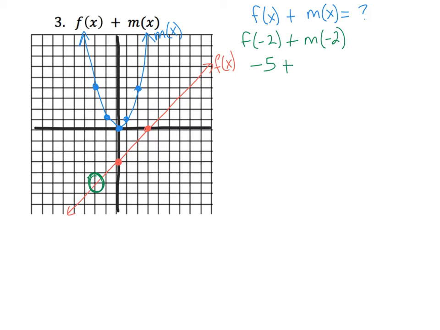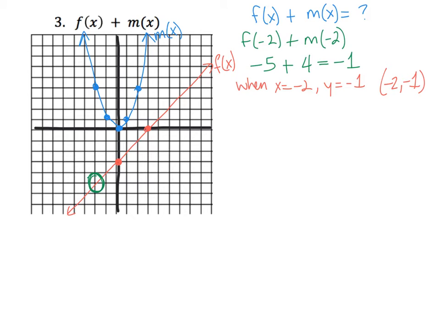Now let's see what is happening for my m, the function m of x. When I go over to -2, that is +4. So when I add those together, I get -1. So what that means is when x is -2, the sum of f of x and m of x is equal to -1. So my ordered pair is -2, comma, -1.